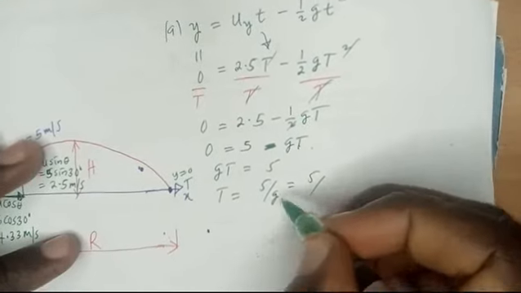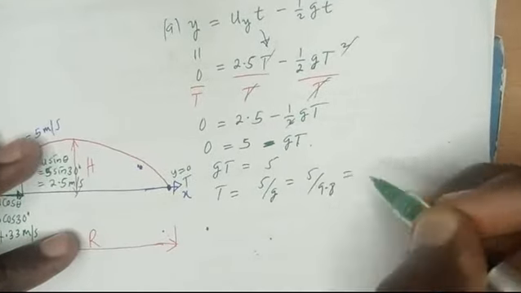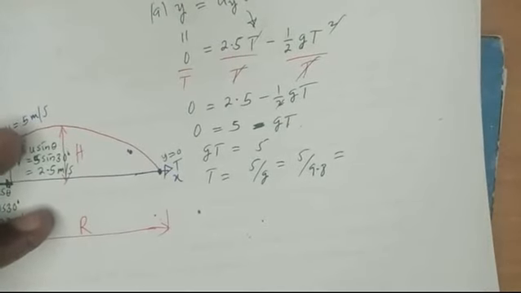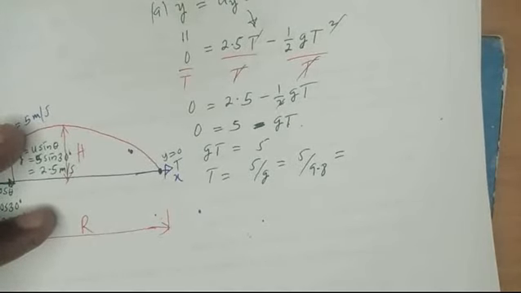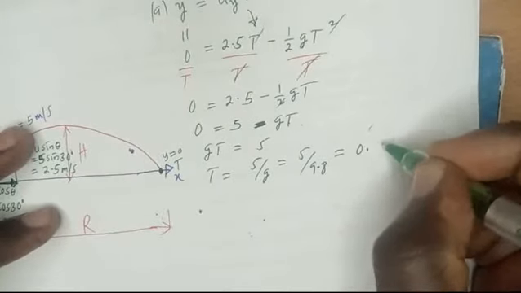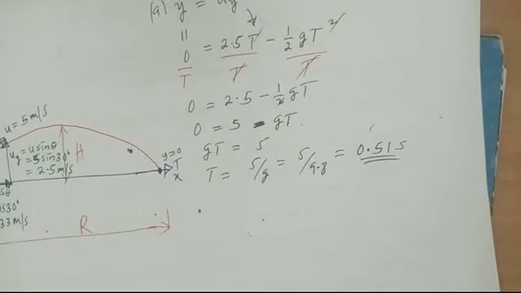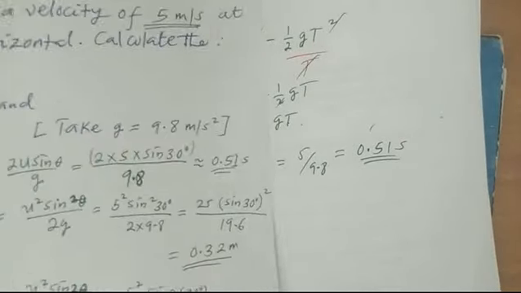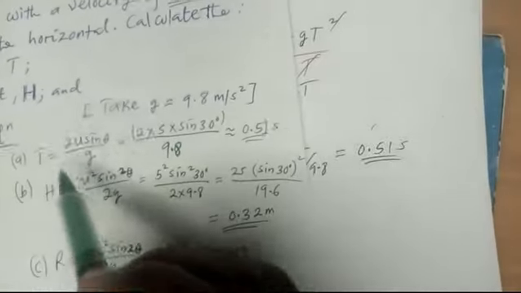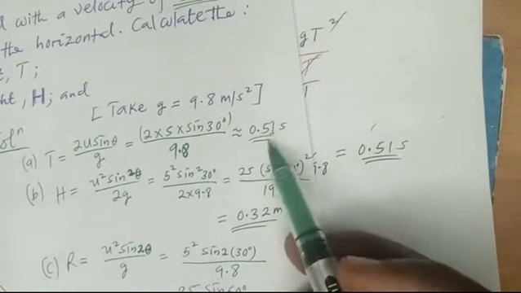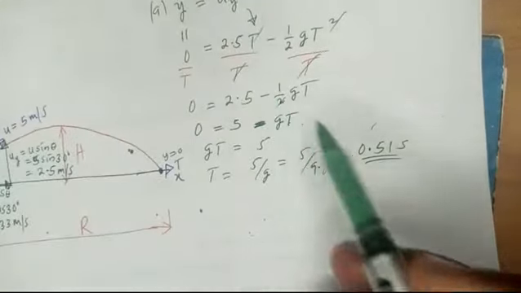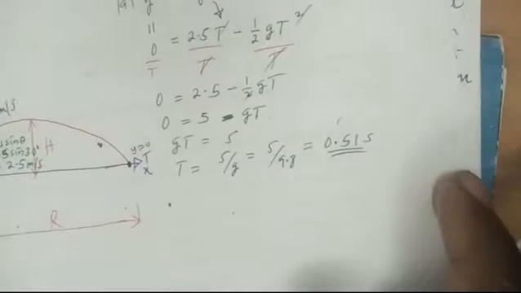This is 5 divided by my g, which is 9.8. Then I can press 5 divided by 9.8, and this will give me 0.51 seconds. You see, initially using the formula we got the same result, and using this idea as well we got the same result.